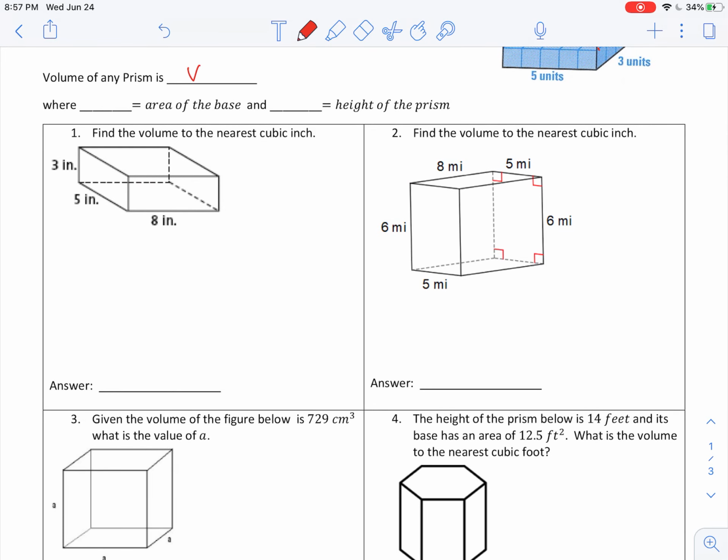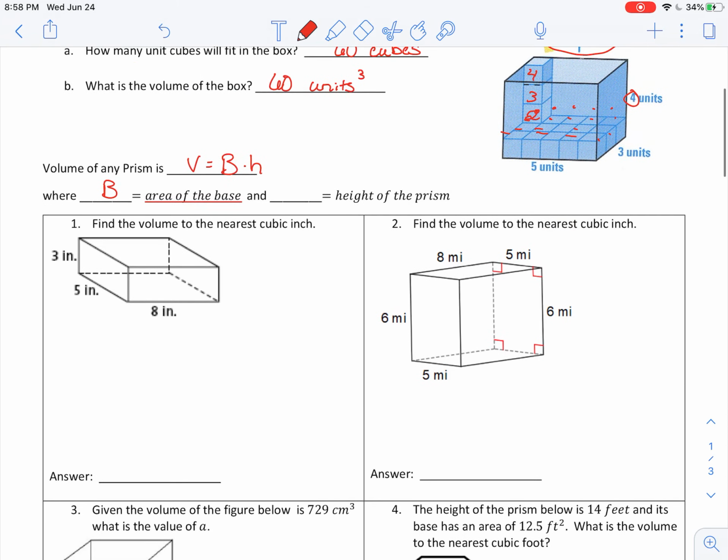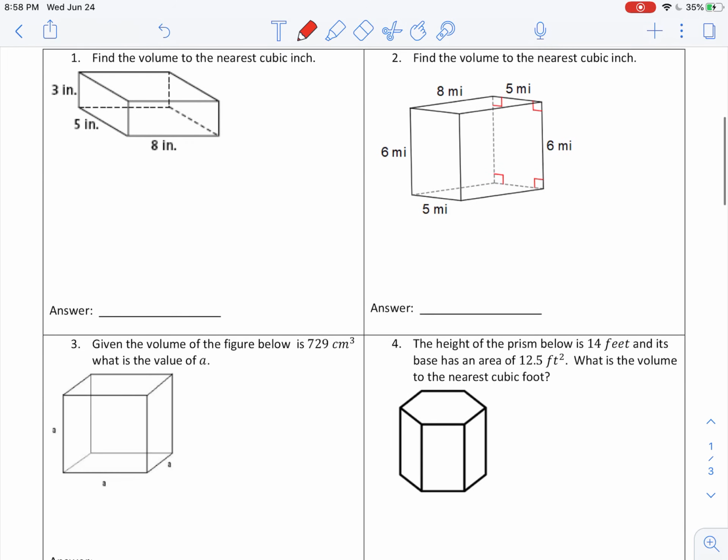When we talk about any prism, we're talking about the formula V equals capital B times H. I use capital B because it means the area of the base. This is the 5 times 3 I started with when I got 15 units on the bottom. Technically square units. I found the area of the bottom. And then we took that times 4 to get the 60, because we are doing area of the base times the height. How many of those layers are you going to be stacking up?